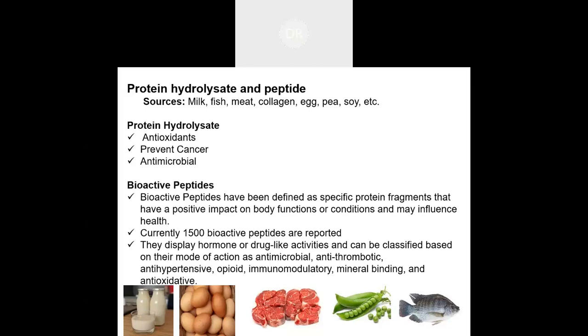The bioactive peptides are present in fermented foods, and currently more than 1,500 bioactive peptides have been reported or discovered by various food scientists and other scientists, and they are used as drugs to cure some diseases.